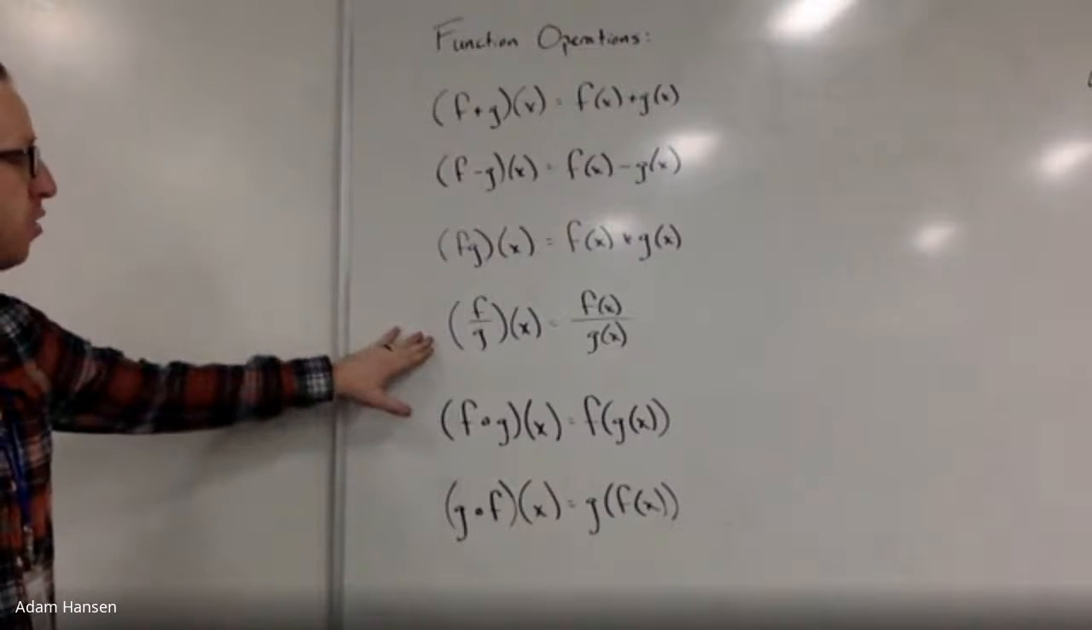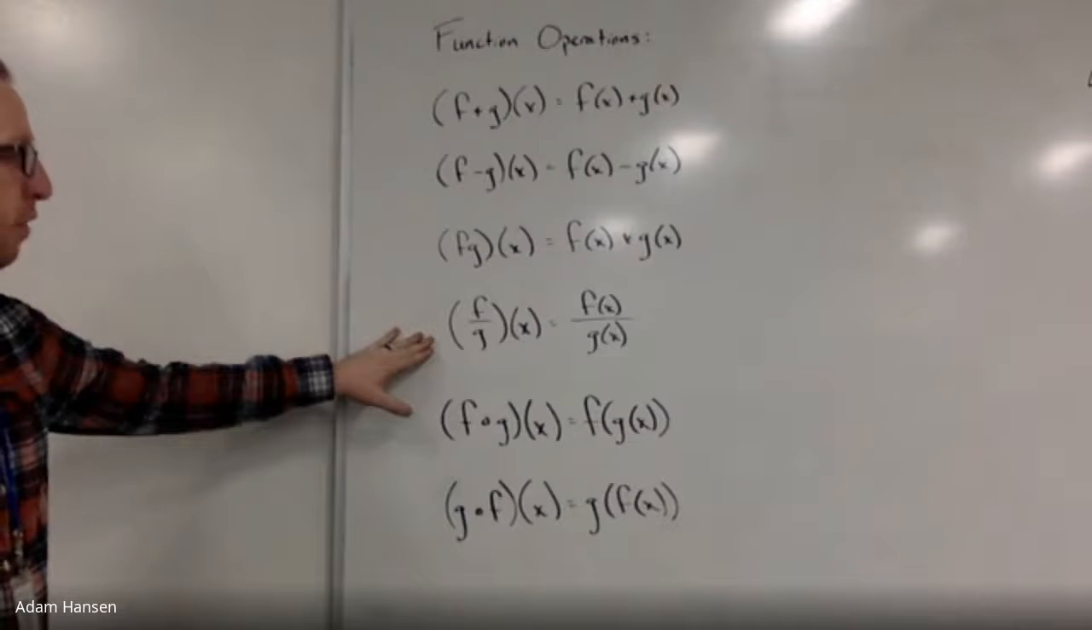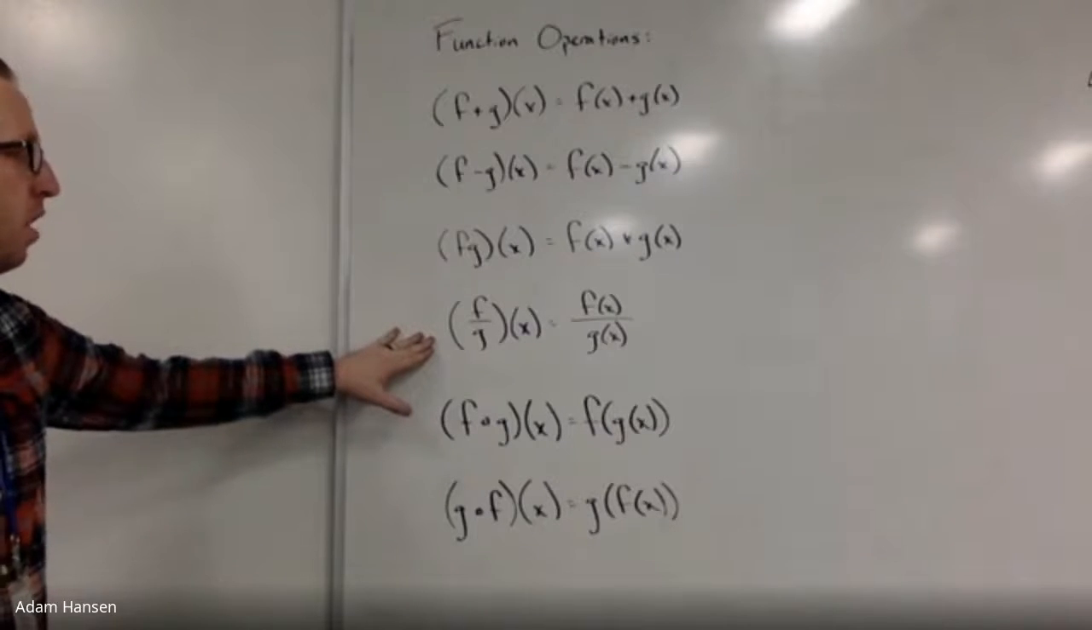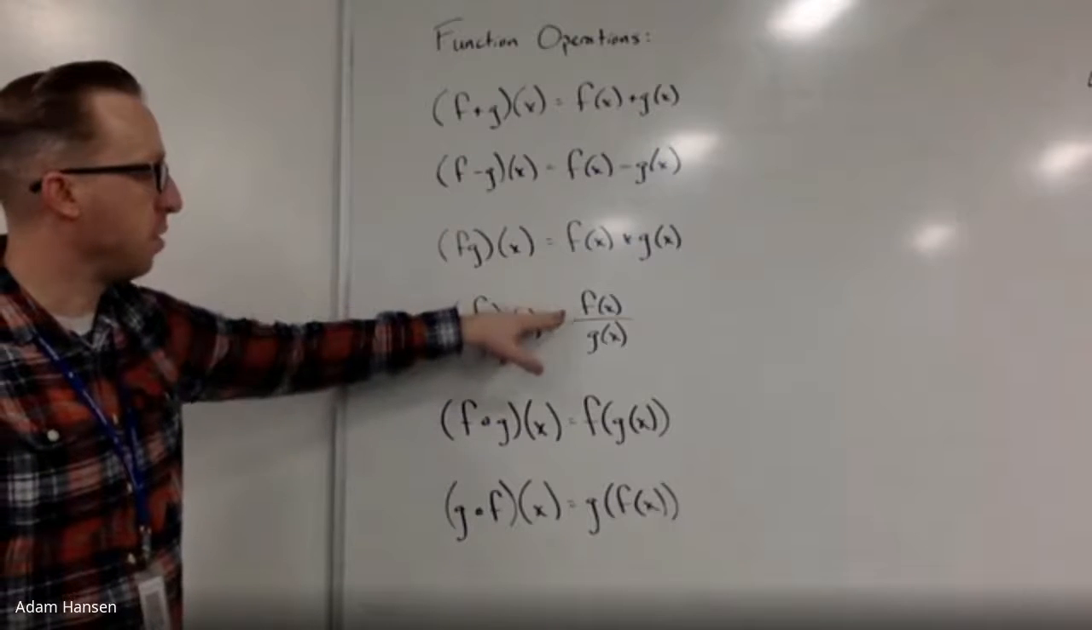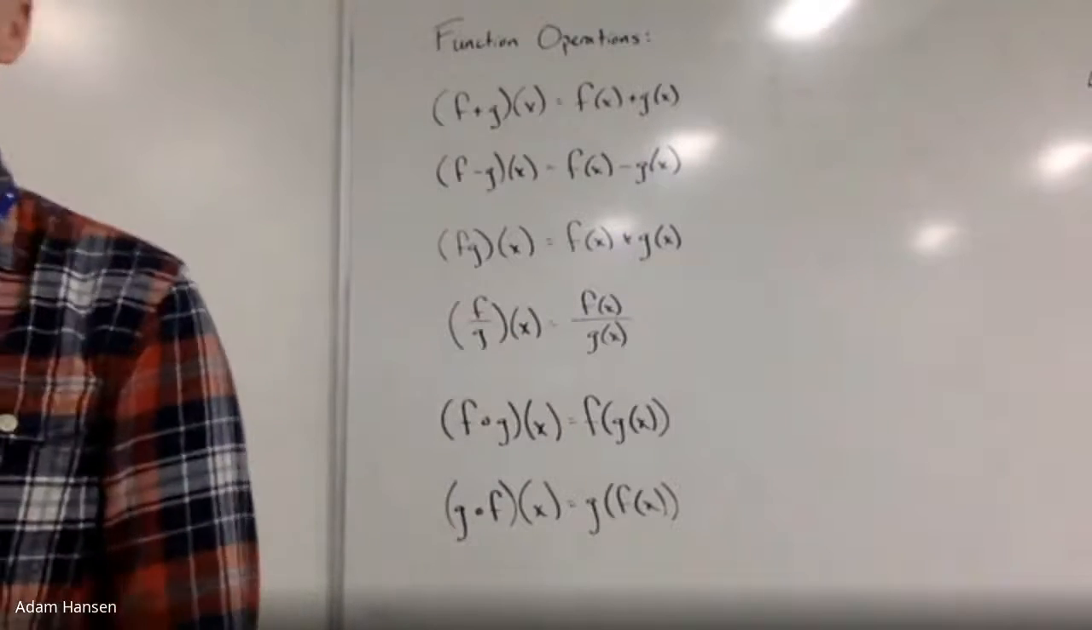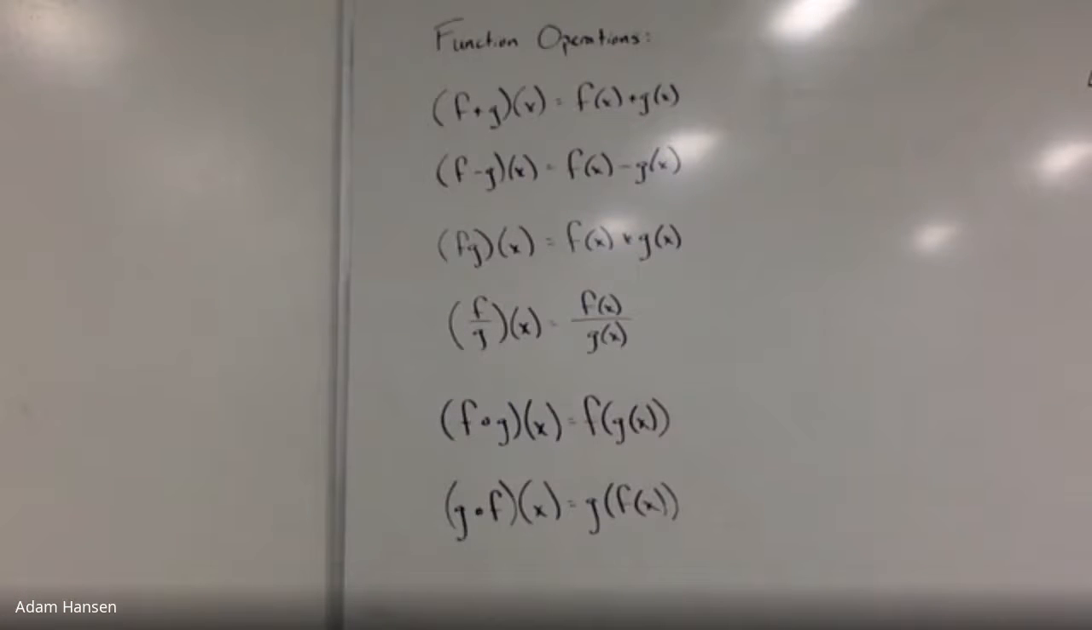The next line down is the quotient, (f/g)(x), f divided by g. That's the function f(x) on top divided by the function g(x) in the denominator, f(x) divided by g(x). Those are probably the more familiar add, subtract, multiply, divide that you're all familiar with. It's these bottom two that are probably new to people.